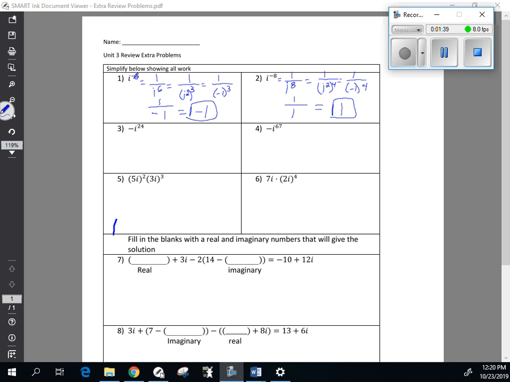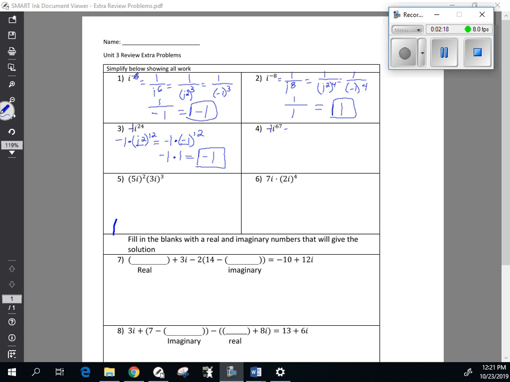Number 3, the only thing you have to remember is you have a negative on the outside, it has a number next to it, you put a negative 1 there. So that's going to be true also for 4. So I rewrite this. It's going to be negative 1 times, and i to the 24th, I rewrite that as i squared to the 12th. I change my i squared into negative 1 to the 12th. I just rewrote that i squared as negative 1. Negative 1 to the 12th is going to be positive 1, so the whole thing is negative 1 times positive 1, which is negative 1.